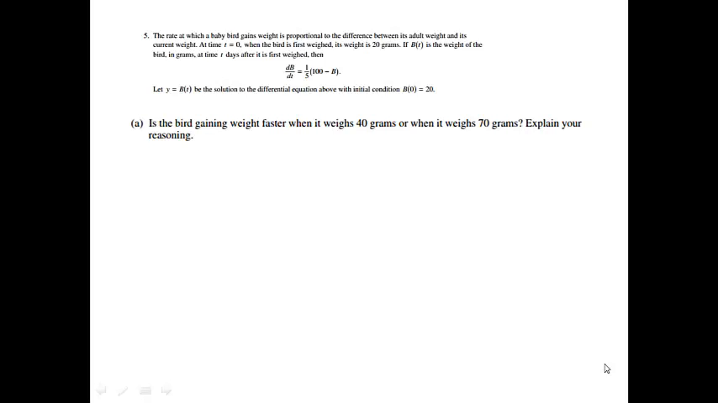Problem 5. The rate at which a baby bird gains weight is proportional to the difference between its adult weight and its current weight. At time t equals 0, when the bird is first weighed, its weight is 20 grams. If b of t is the weight of the bird in grams at time t days after it is first weighed, then db/dt equals 1/5 times the quantity 100 minus b. Let y equals b of t be the solution to the differential equation above with the initial condition b of 0 equals 20.